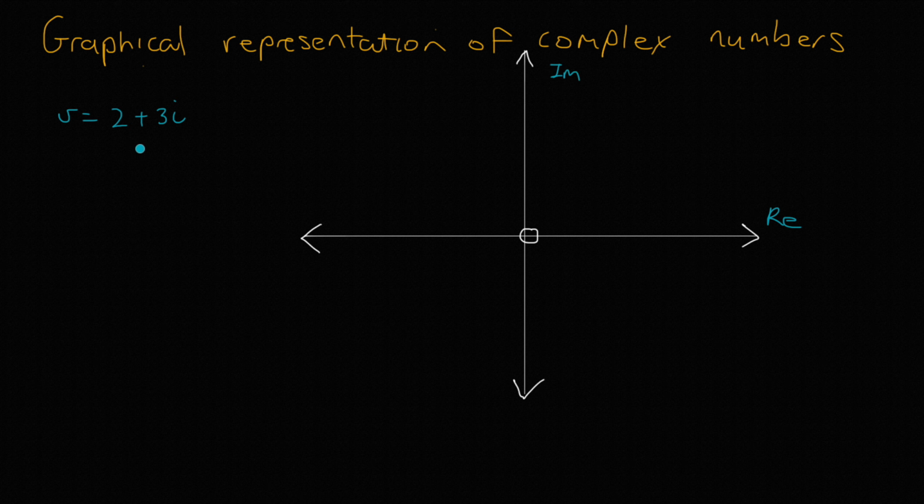So to draw the complex number 2 plus 3i, we go on the real axis to 2, and on the imaginary axis we go to 3. And like with normal coordinates, that would be the point (2, 3) on the complex number Cartesian plane.